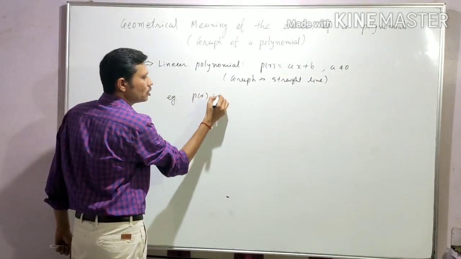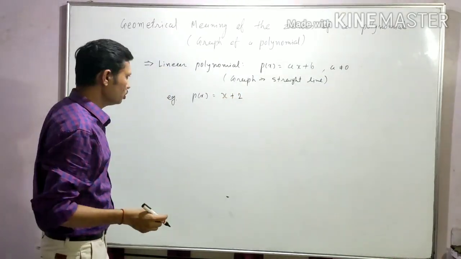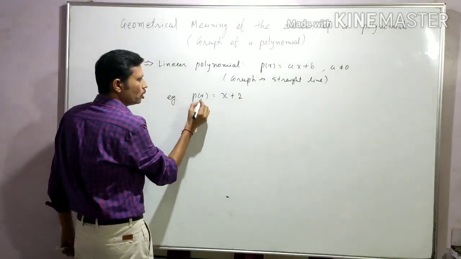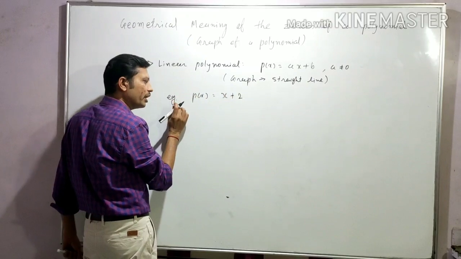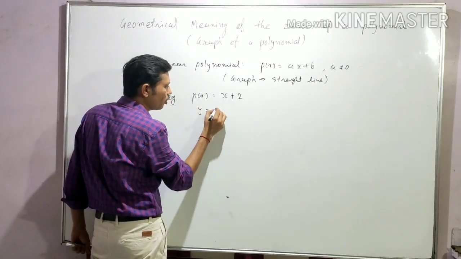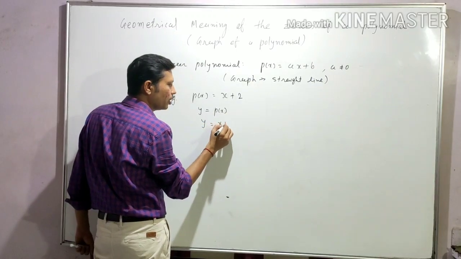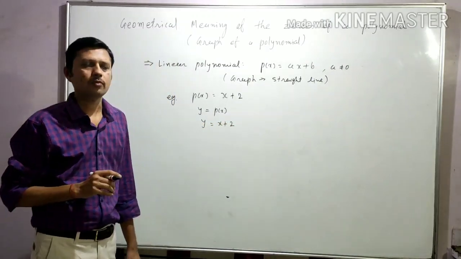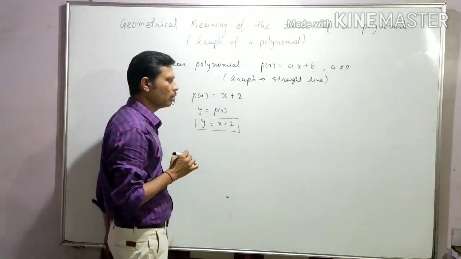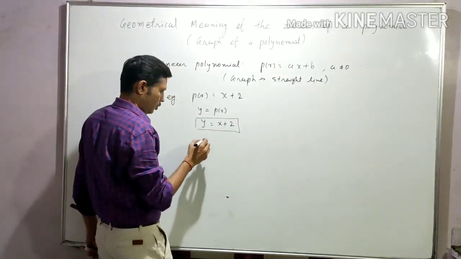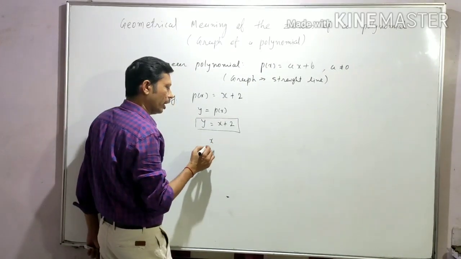Polynomial p of x. Suppose I am taking x plus 2. Here the x coordinate is given, so the answer will reflect as the y coordinate. So I am taking y equal to p of x, so y is equal to x plus 2. Okay, so this is our linear equation. Now to plot the graph, we have to again take 3 points, x coordinate and y coordinate.